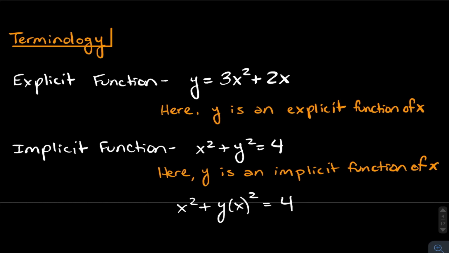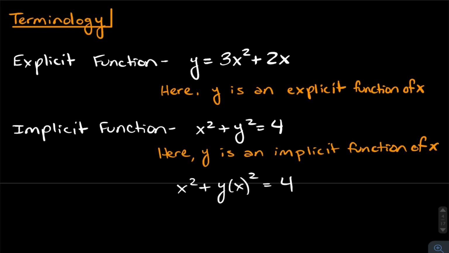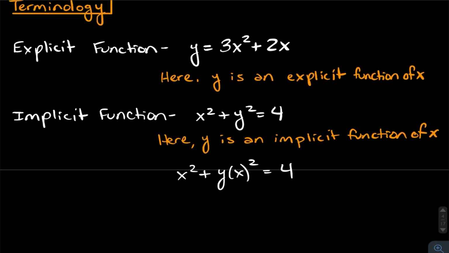But if you have y as an implicit function of x, that means you have x's and y's mixed together on the same side. What you can end up doing in this case is implying that y is a function of x. In the case of a circle, we can't write y as a nice function of x, so we just write it in like that.